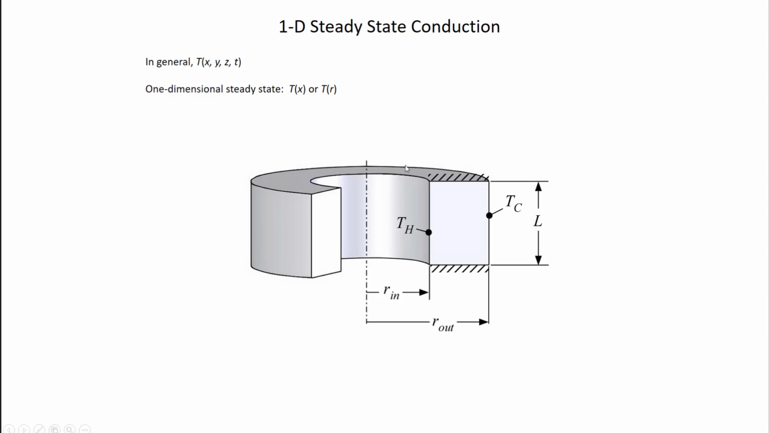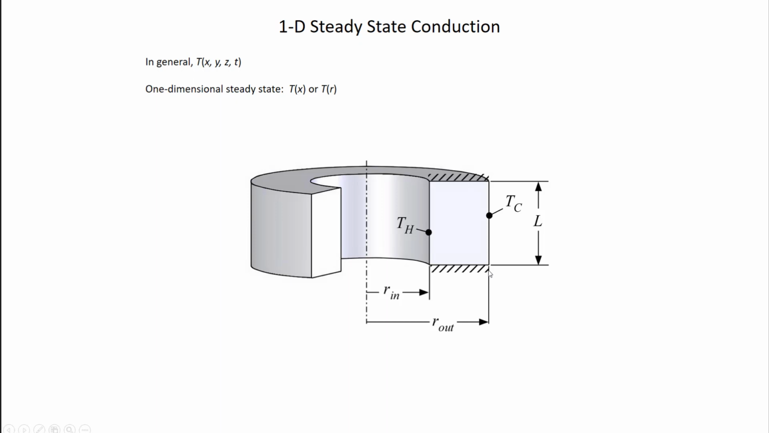It's a hollow cylinder, right? So this cylinder has an inner radius of r_in, an outer radius of r_out, and a length of L. That's the geometry. We've cut it away so we can look at it. The boundary conditions are that this inner surface here is held at some uniform hot temperature, and this outer surface here is held at some uniform cold temperature. And then the top and the bottom surfaces are adiabatic.